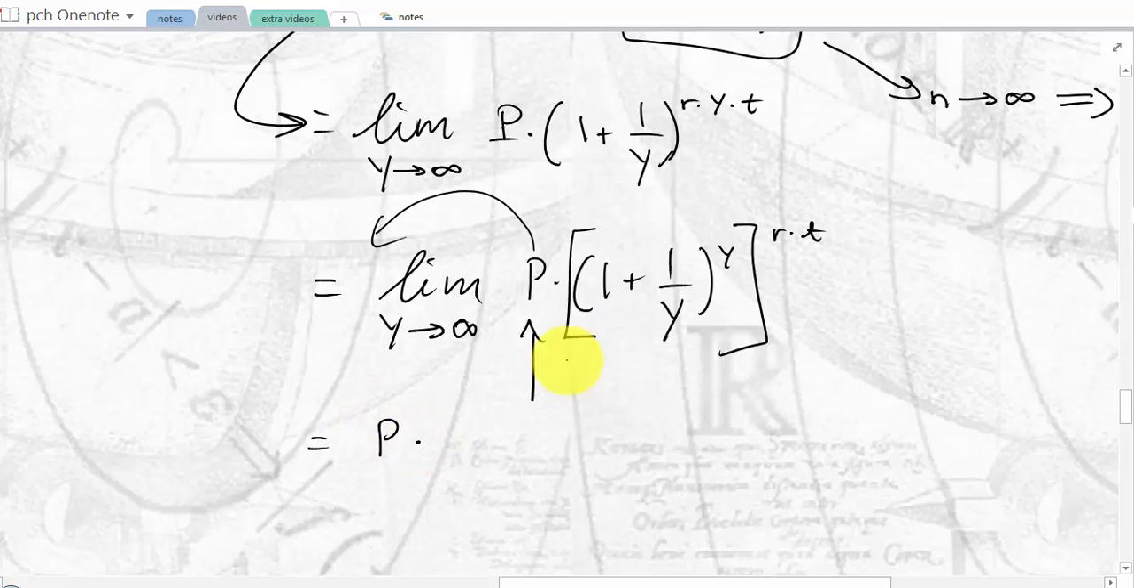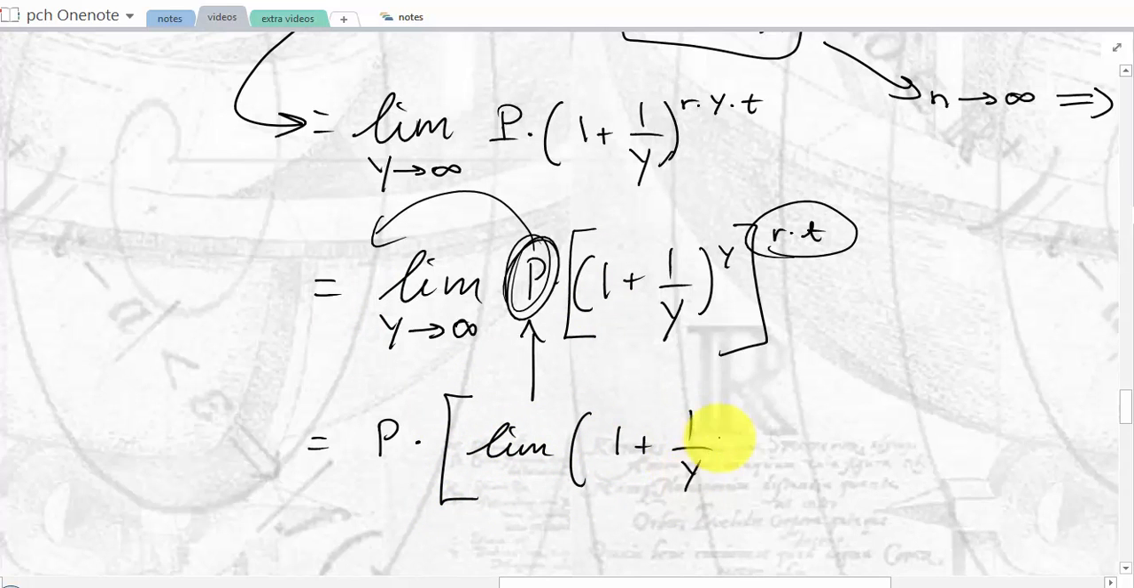And here what I'm asserting is that we can study this limit. This is a limit as y approaches infinity of P times 1 plus 1 over y to the power of y to the power of r times t. Basic rule of powers right here. So there's no y in this P. This is a constant, so I can move it outside my limit. I know you don't know why I'm doing that, but this is actually pretty rigorous. This is not a function of y, so it doesn't matter if I put it inside the limit or outside. So it's P times, and there's no y in there, so I'm going to do what I did before. I'm going to take my limit inside: the limit of 1 plus 1 over y as y approaches infinity, and that to the power of rt.